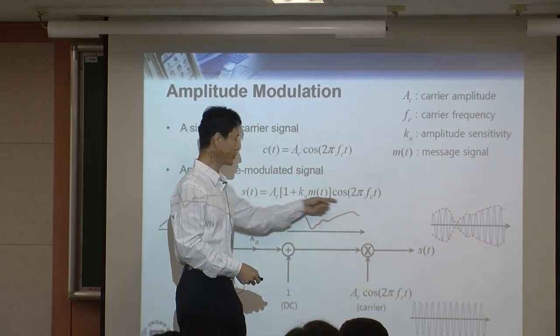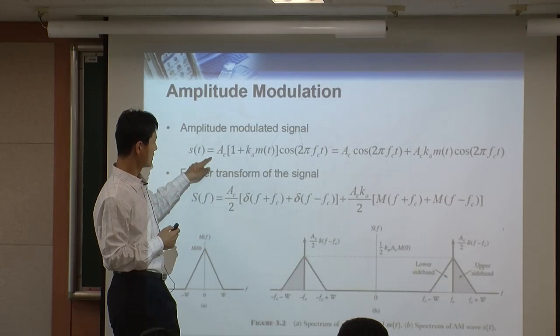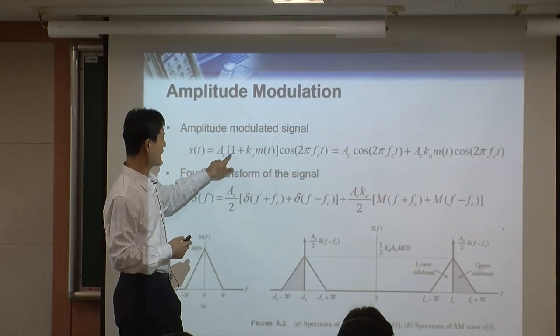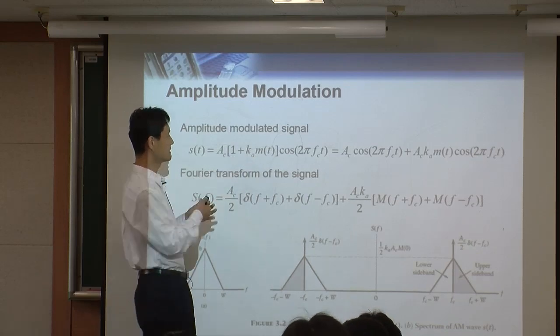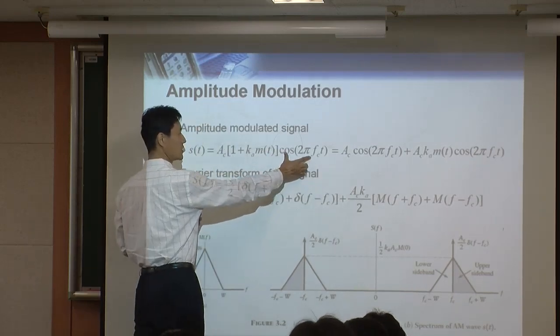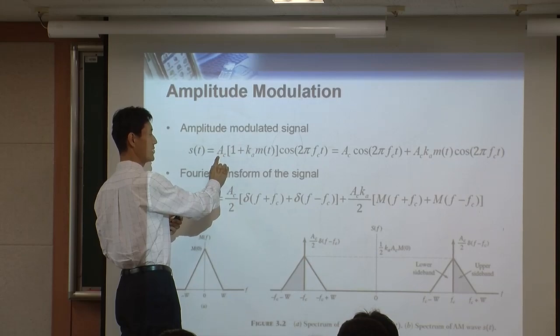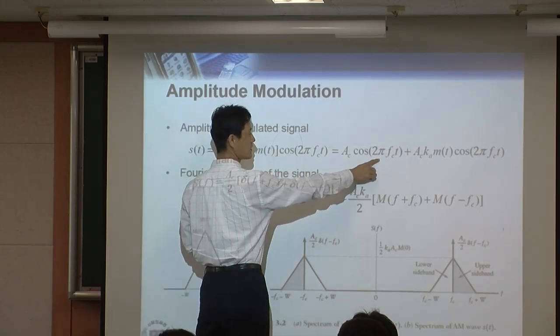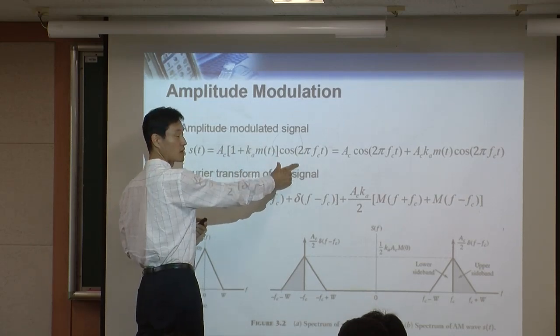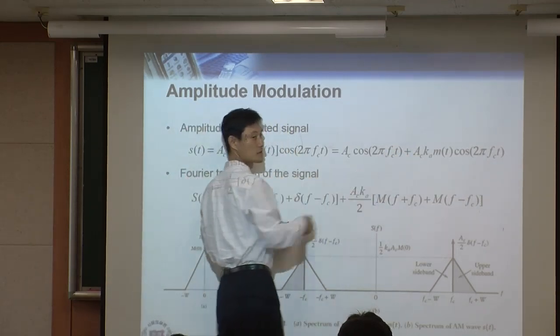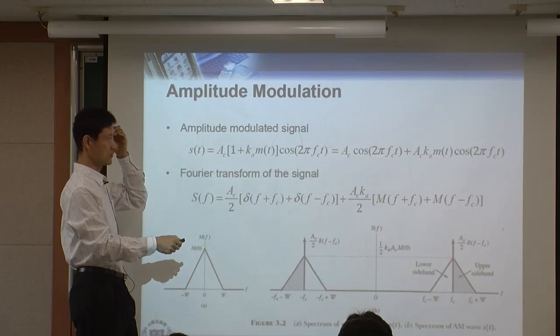So let's move to here. This is this one. Since we have two terms, let's expand that. Then you multiply the cosine into here. Then we get Ac cosine, like that. On the second term, we have Ac Ka m(t) cosine, which is this one. We have two different terms.